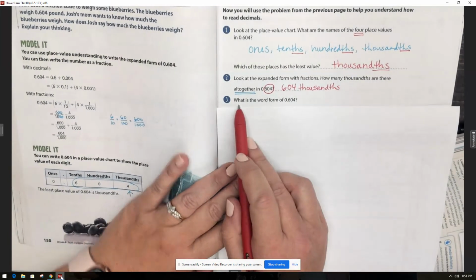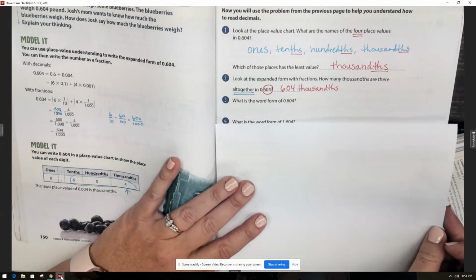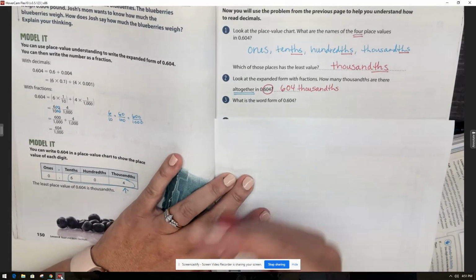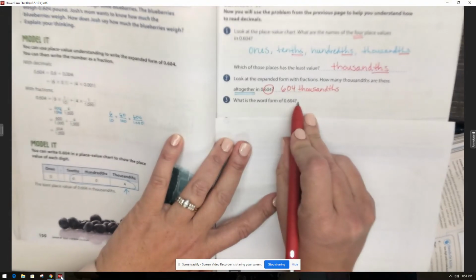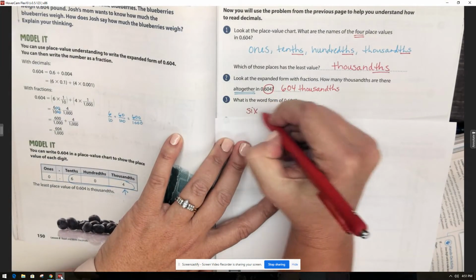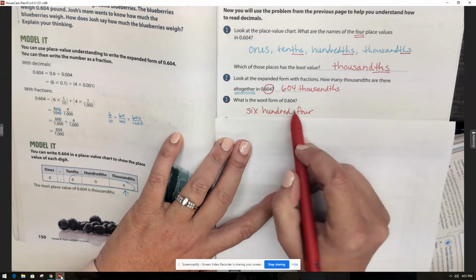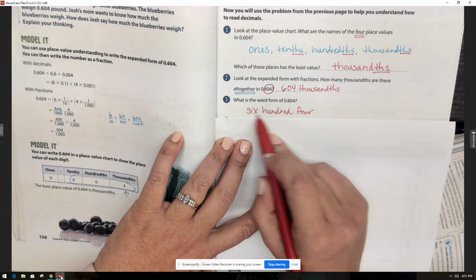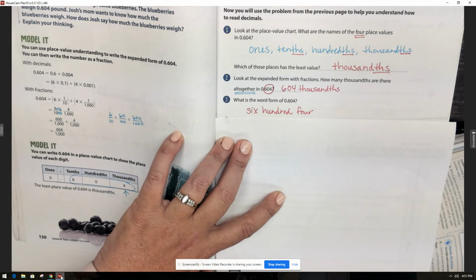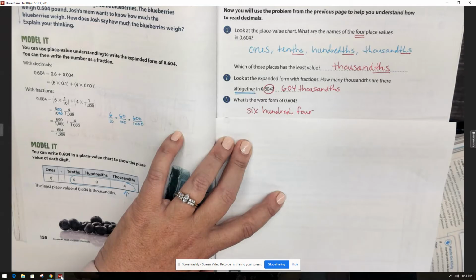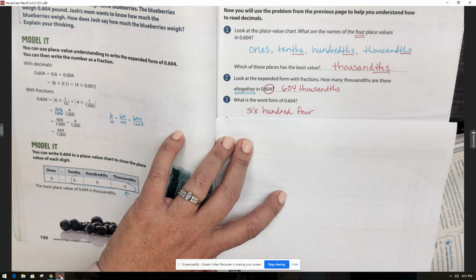Now, if we're looking at 604 thousandths, what is the word form of 604 thousandths? We actually wrote that on the last page, on page 149, but we would write it as, first we say the 604. So we write 604 because that tells us this 604. Now, if I left this alone, that would mean that we have 604 wholes. It would be like saying we had 604 of something, but we don't. We don't even have one of something because we have 604 thousandths, which is not even one whole.